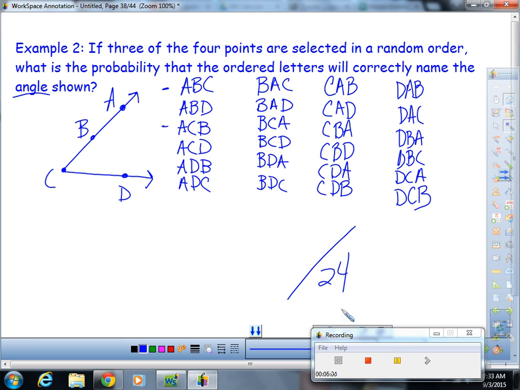Okay, so how many total do we have? 24, right? 6 times 4? All right, how many of them, well, what do they need to have as their vertex? C, but we got to be careful. Actually, yeah, as long as they have C. So this one's out. Out.